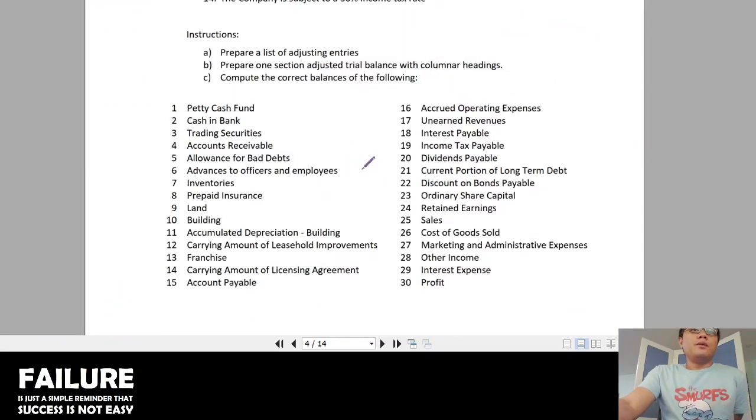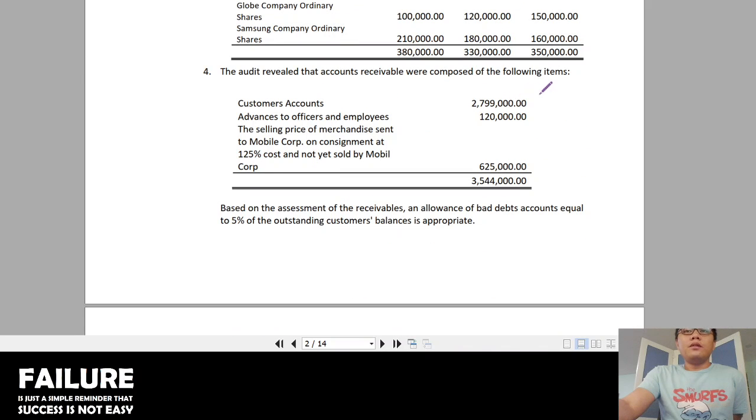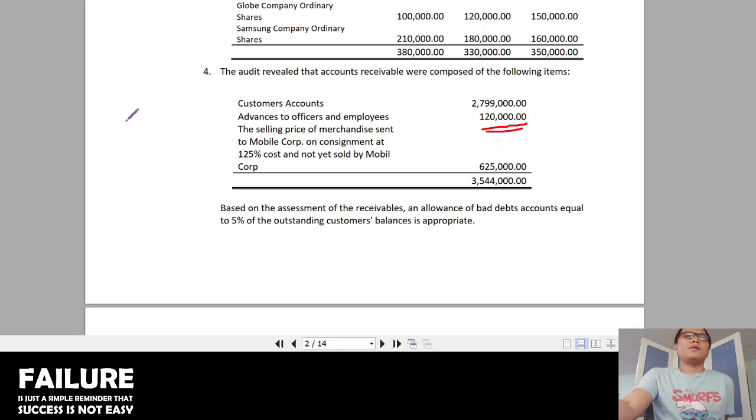The accounts receivable, okay, the accounts receivable included these amounts. Customer accounts. Alam naman natin siguro kung ano yung customer accounts, di ba? Pag sinabing customer accounts, these are the accounts receivable from customer. Part of that accounts receivable, sinali nila yung advances to officers and employees at 120,000. Di ba? And meron din sinali na goods out on consignment.